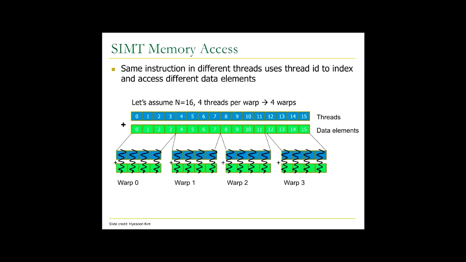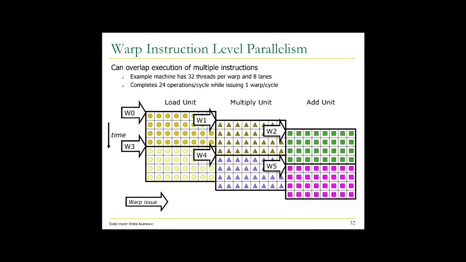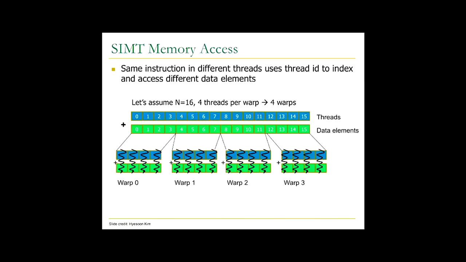Okay, so let's look at the memory access a little bit. This should be obvious by now, but the same instruction in different threads accesses different data elements. So how do they figure out which data elements they access? They use a thread ID to index memory and access different data elements. In this case, we have 16 threads over here, and we have 16 data elements from one array, let's say. You can extend this to the other array that you're loading.